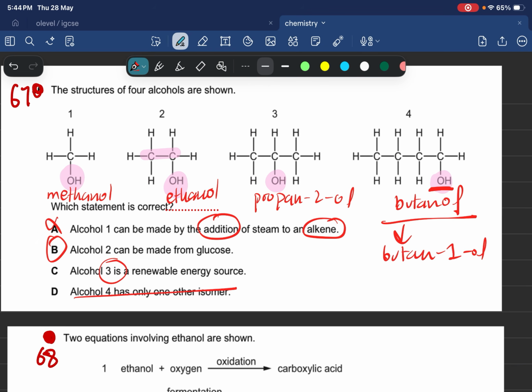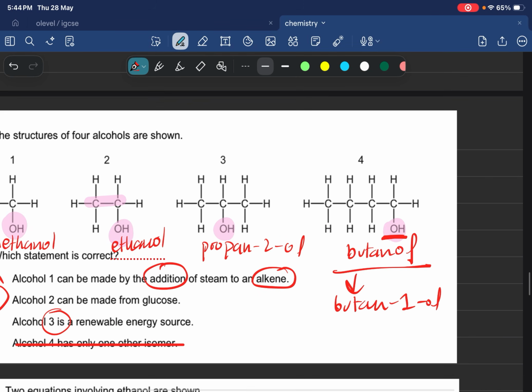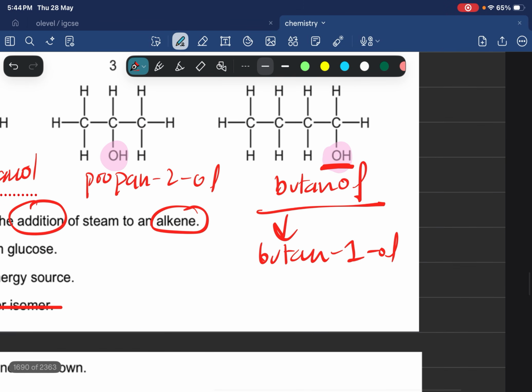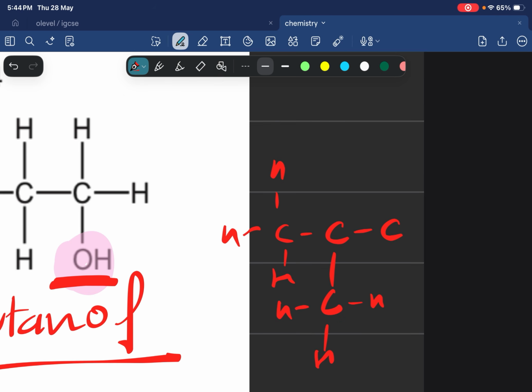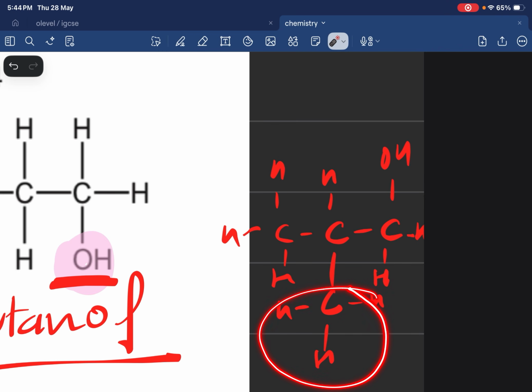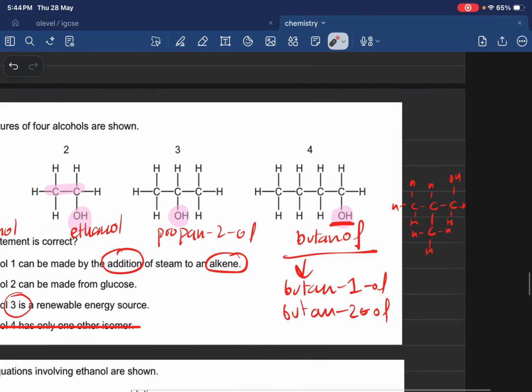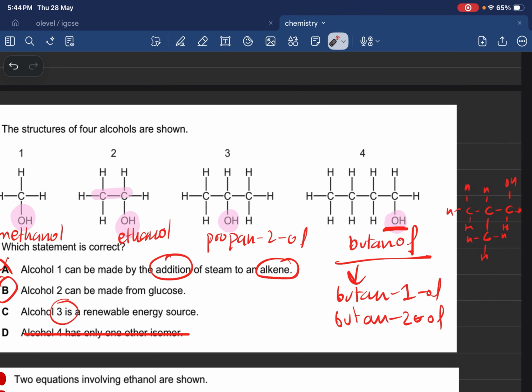Alcohol 4 has only one other isomer. Who told you one other isomer? I can show you many isomers. One other isomer can be butan-2-ol, and I'll show you another isomer. Look at this isomer: 1, 2, 3. This is called 2-methylpropan-1-ol. On the second carbon you have a methyl, and that's a prop chain because there are 1, 2, 3 carbons, and that's propan-1-ol. So 2-methylpropan-1-ol. There are two other isomers you can easily make, so not only one other isomer.